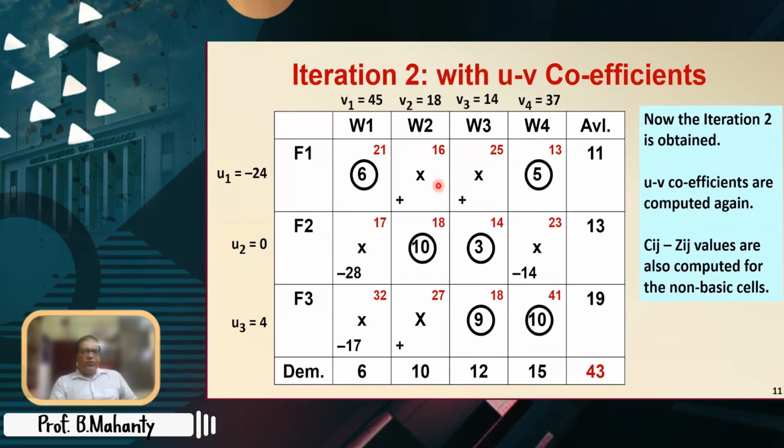And then compute the Cj minus Zj. So 23 minus 0 minus 37 minus 14. 17 minus 0 minus 45 minus 28. And this one, 32 minus 49 minus 17. All right, so any doubt up to this point? If you have any question, please ask.